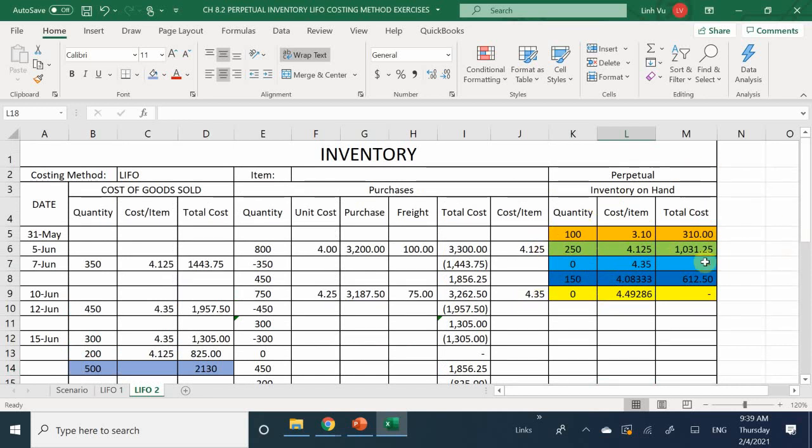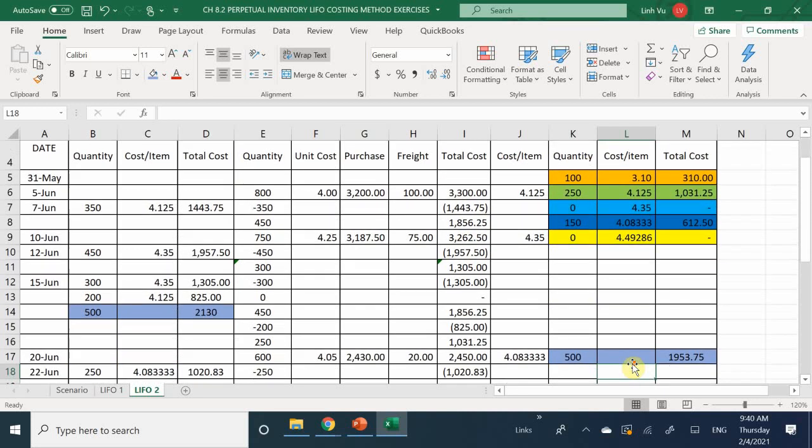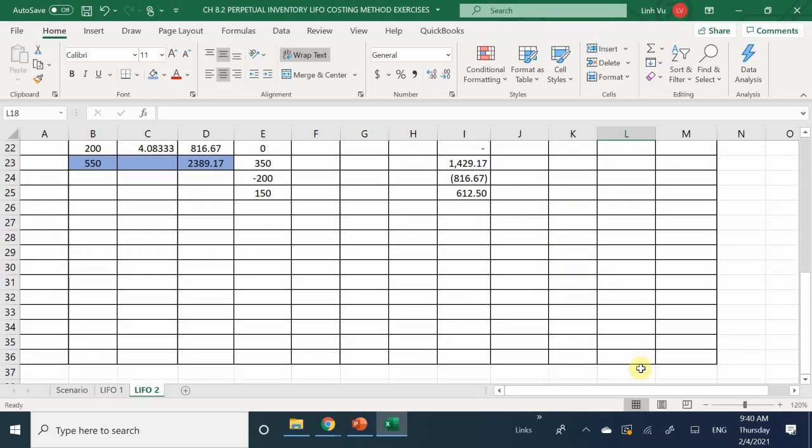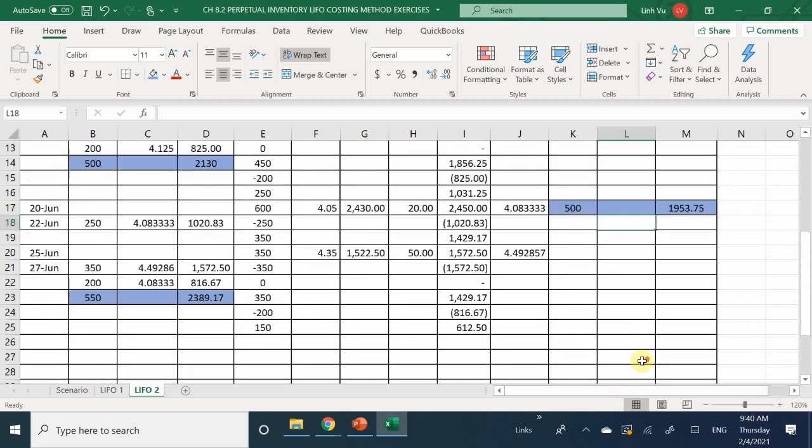Okay. So if we were to continue on to the next batch, obviously you're not going to carry over the blue or the yellow. You're only going to carry the orange, green, and purple over. Okay. Any questions so far? That is exactly how you do LIFO.